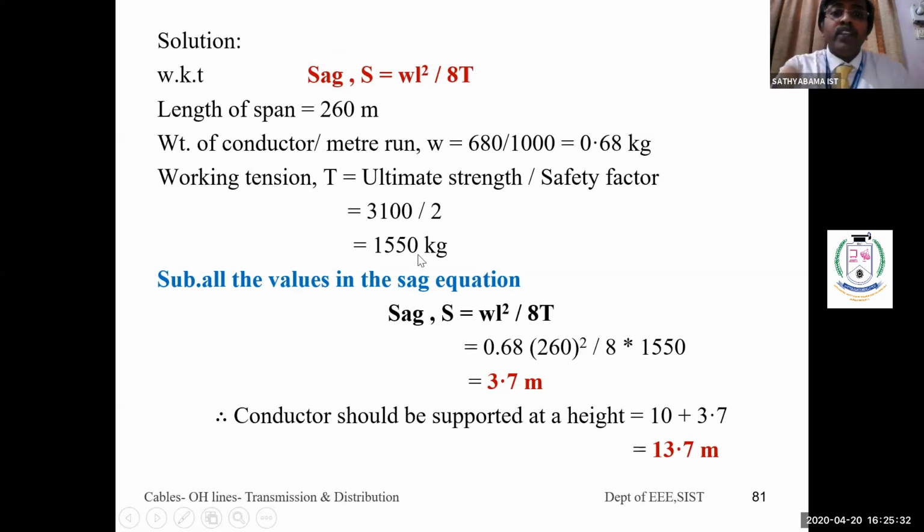Now we know W, we know L, we know T. So directly you substitute in the sag formula, and you will get it. Sag is nothing but 3.7 meter. Okay, so one part is finished.